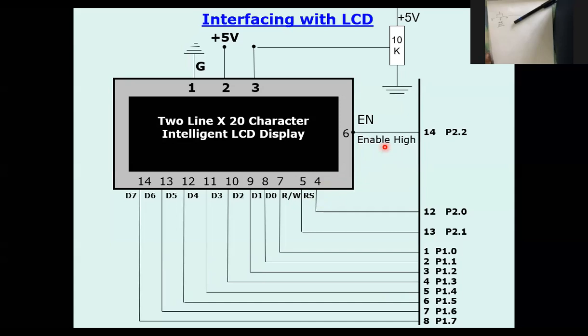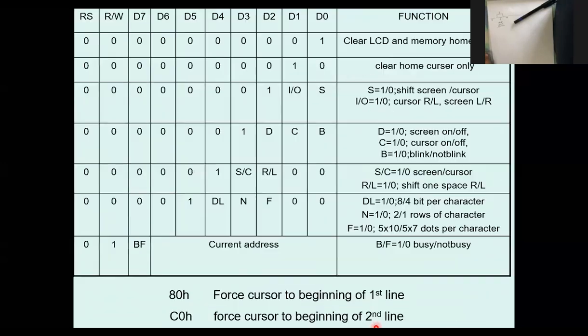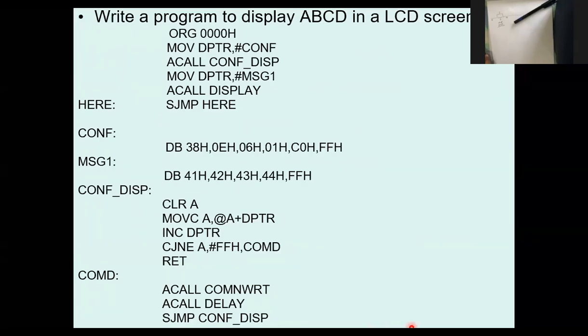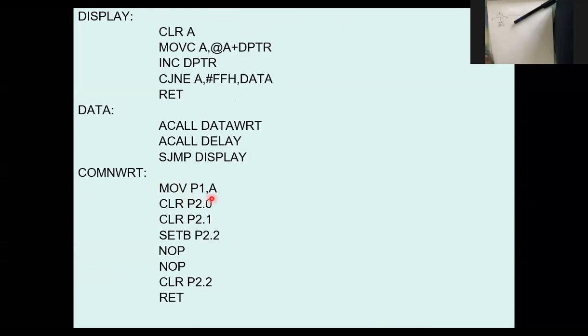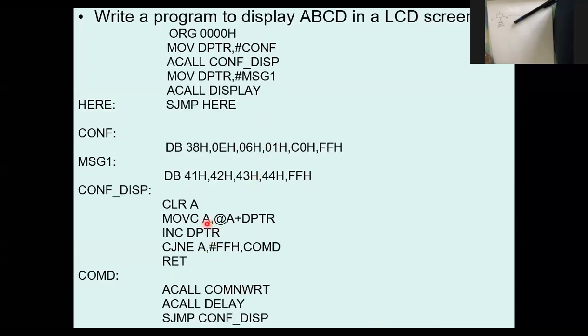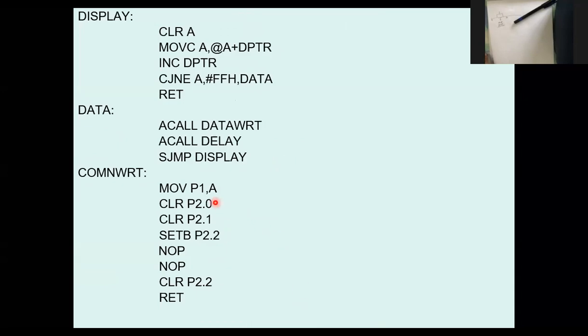What is the value of RS? RS should be 0, RW should be 0, and for enable we give a 450 nanosecond pulse. Just go to MOV P1, A. What is the value of the accumulator? 38H, because from the earlier instructions you are getting 38H, so the accumulator is 38H, which enters port 1.